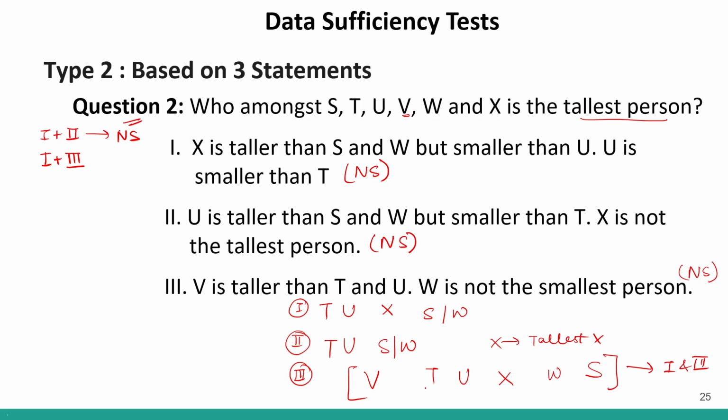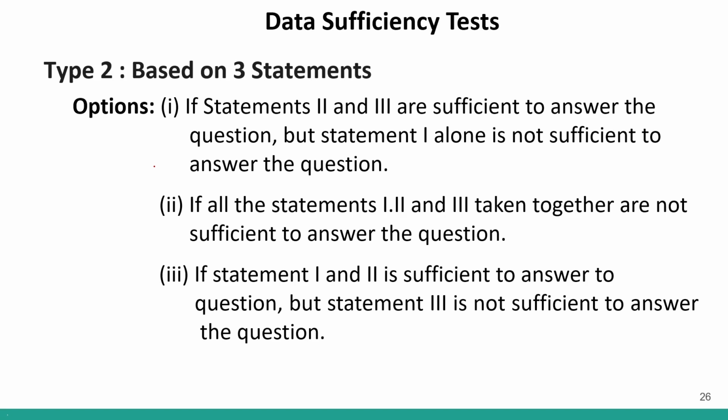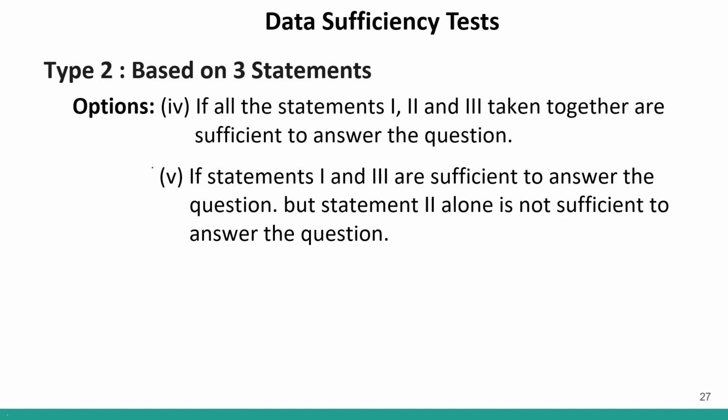So I have placed all the people. I can say that V is the tallest. So my answer will be that statement 1 and 3 together are sufficient to answer the question. Correct? Statement 1 and 3 are together sufficient to answer the question. So this is given in option number 5. Option number 5 says that statement 1 and 3 are sufficient to answer the question. Therefore, this will be the correct answer.